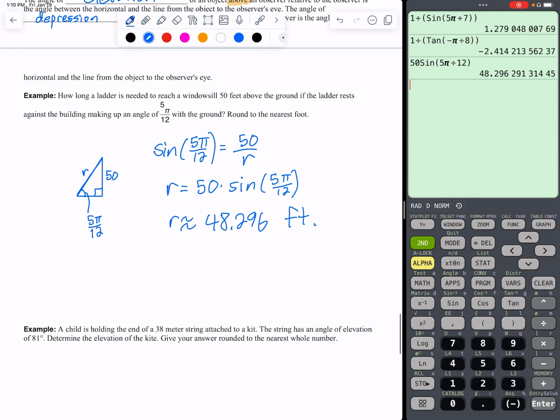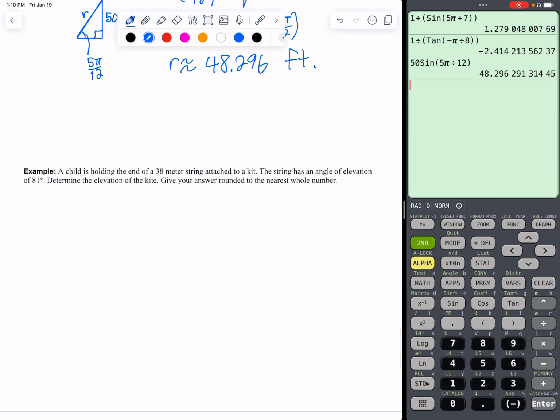Another picture, another problem like this. Child is holding the end of a 38-meter string attached to a kite. The string has an angle of elevation of 81 degrees. Determine the elevation of the kite. Give your answer rounded to the nearest whole number. Okay, so I draw my triangle. Hopefully it'll draw it this time. Yep, there we did. Okay, child is holding the end of a 38-meter string.